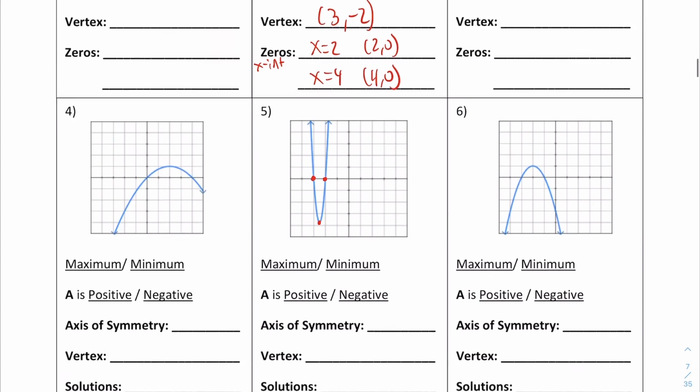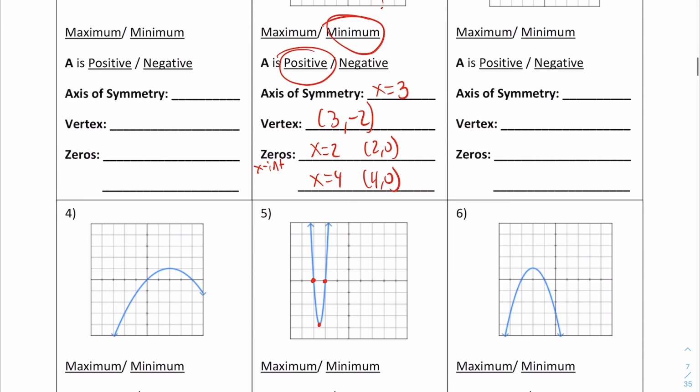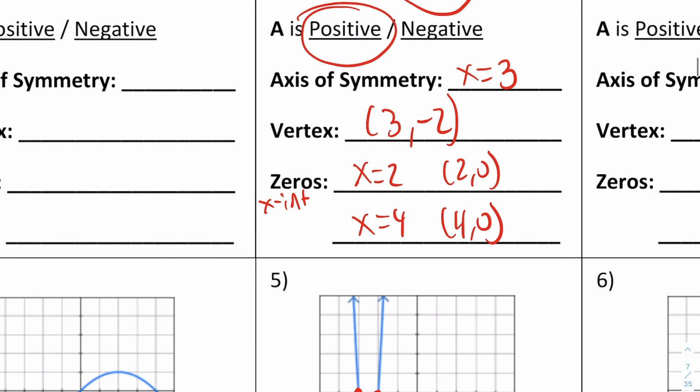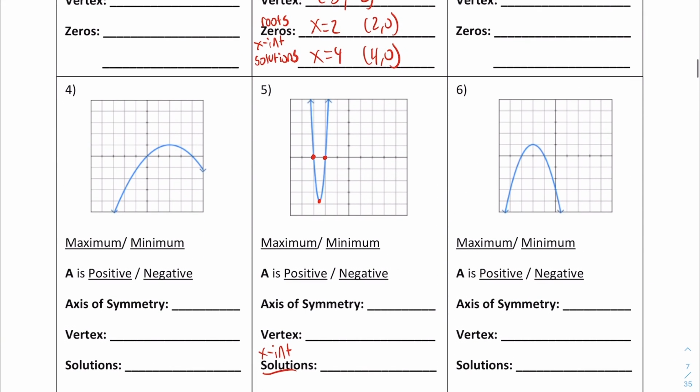Okay. So that's another thing: solutions are the same thing as the x-intercept, just like zeros are the same thing as roots. So these 4 words all mean the same thing. Roots, zeros, x-intercept, solutions. It's all trying to find when the graph is touching the x-axis.